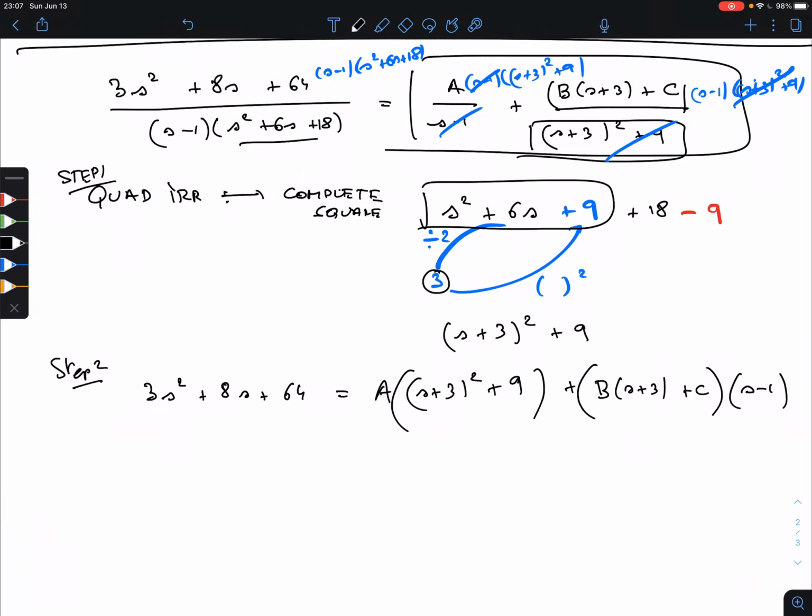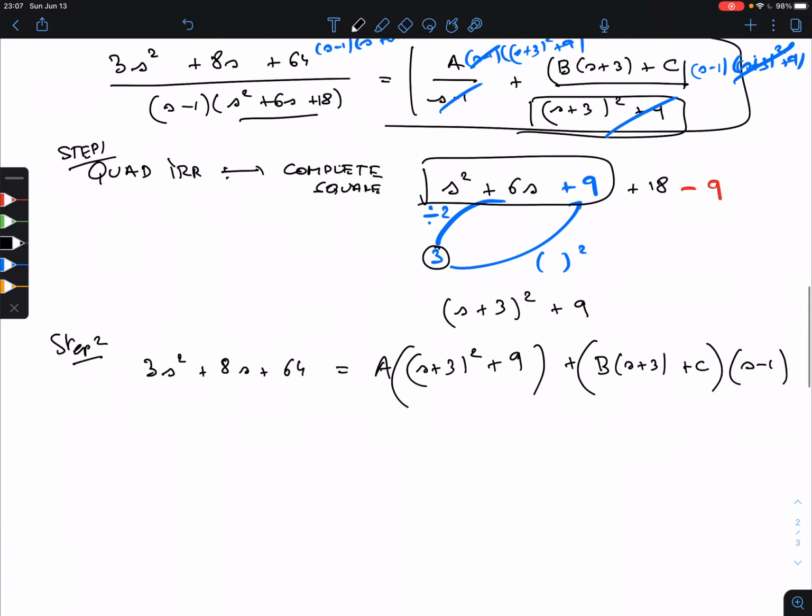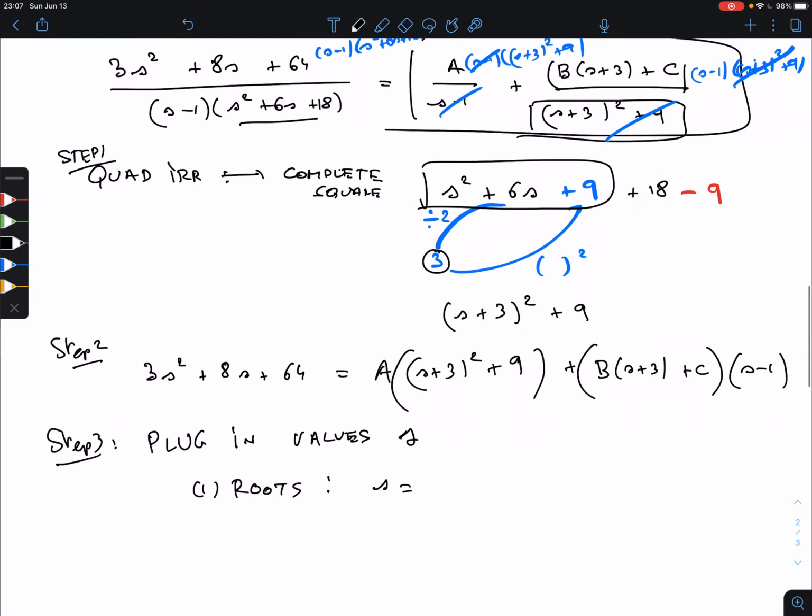Okay, so step 3 now is we're going to plug in values for s. The first choice is roots. That's the first one we're going to try to find. Now there's only one, and what is the root here, minus 3? No. We're talking about roots of this denominator, so this is s equals 1.